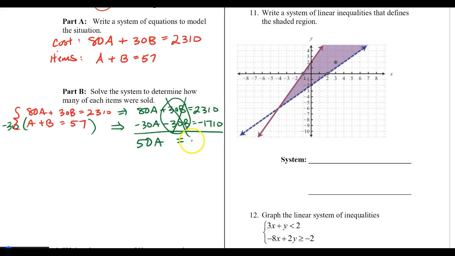That's going to be 600. So divide both sides by 50. A equals 60 over 5, which is 12. So that means we sold 12 of item A.